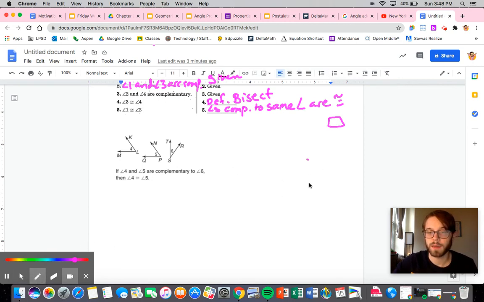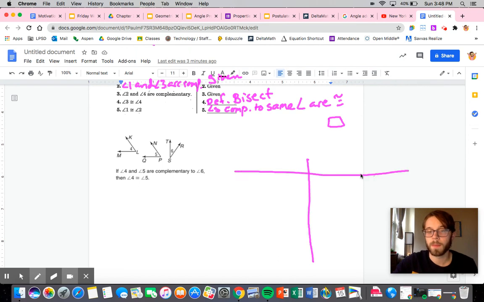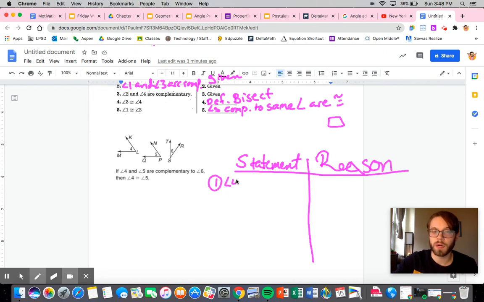So let's start off, obviously, with our given, our statements, and our reasons. Statement and reason. So 1, obviously, we're given that angle 4 and angle 5 are complementary to angle 6. That is a piece of information that we are given. So we're going to start there. All right, so we're given.